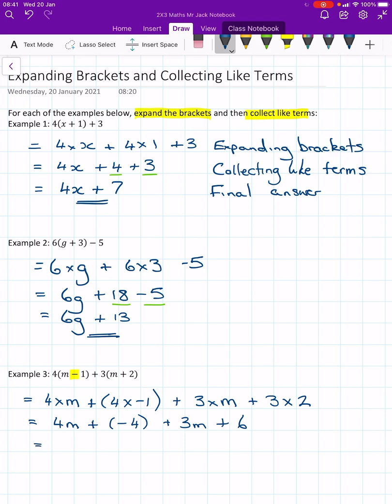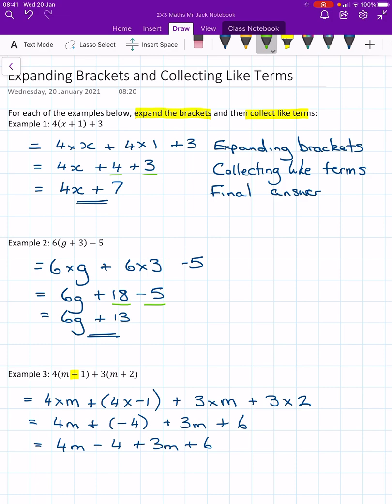So let's just deal with this. We're adding a negative number. Now, if you remember, we've done this before. When we add a negative number, the result is a subtraction. So we should end up with an expression that looks a bit like this. So we've got 4m minus 4 plus 3m plus 6.